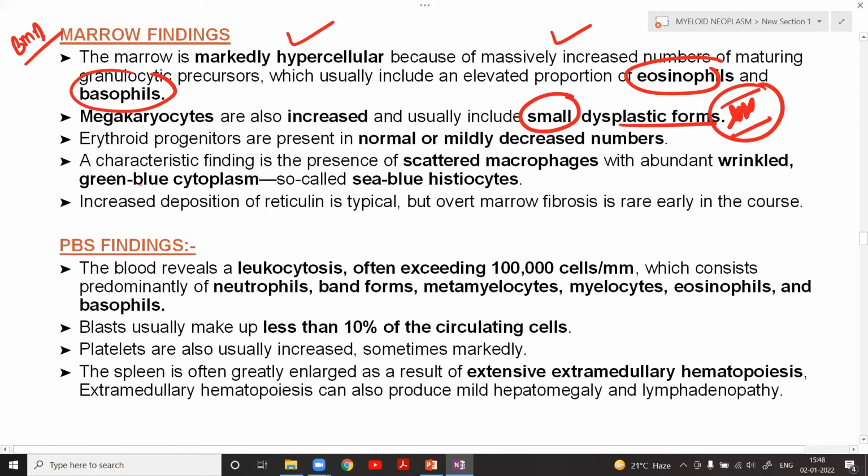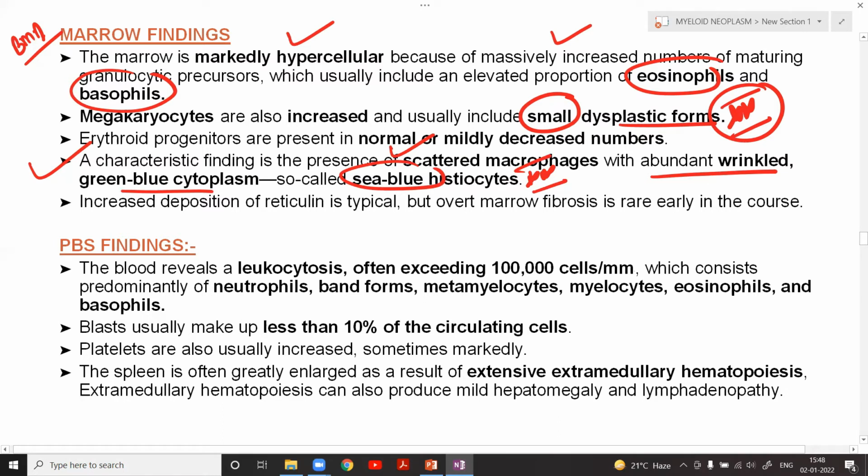Now, a characteristic finding is, you tell me, there are so many cells which are proliferating, so many cells will also die. So a lot of macrophages come into the picture to clear out this debris. So there is a presence of scattered macrophages with abundant wrinkled greenish blue cytoplasm called sea blue histiocytes. Again, this point is missing from most of your answers.